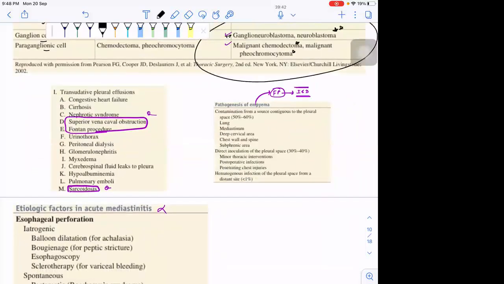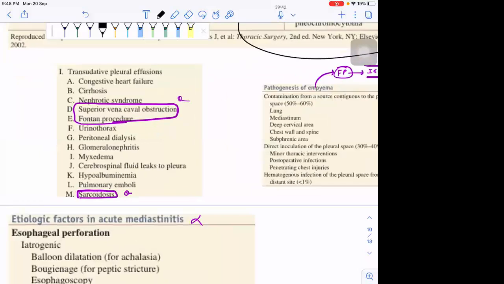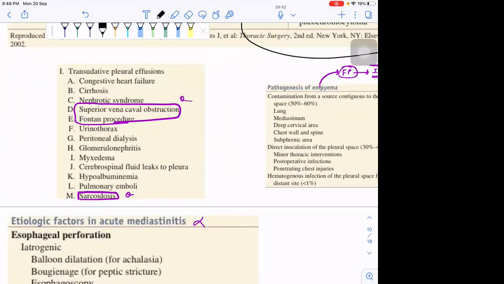Then they are telling about pleural effusion. What are the transudative pleural effusions? We know transudative pleural effusion, but these are the points people forget. All the causes of transudative pleural effusion, just remember superior vena cava obstruction and Fontan procedure. I will tell about the Fontan procedure when we come to cardiac surgery. Also sarcoidosis. These are all transudative only.